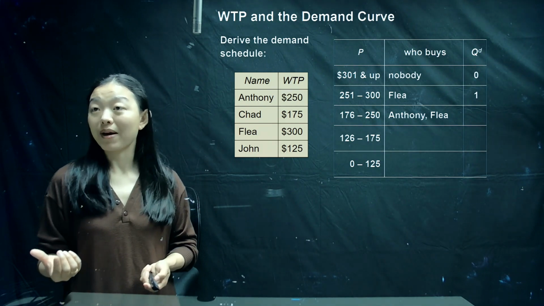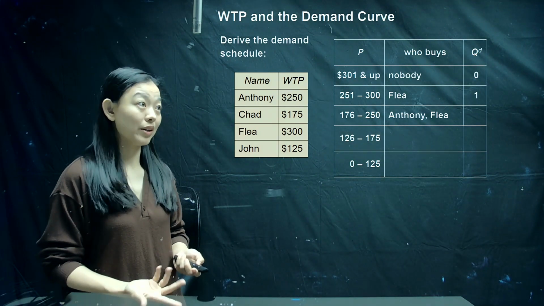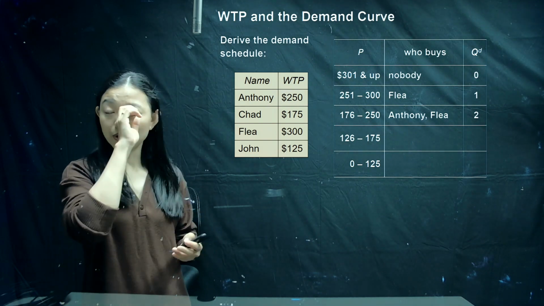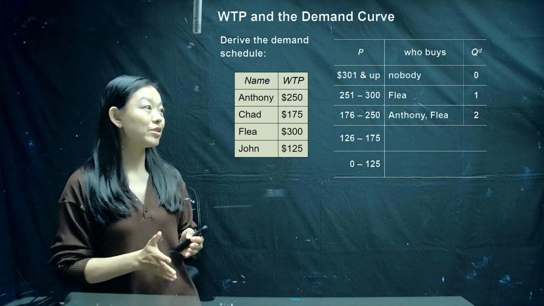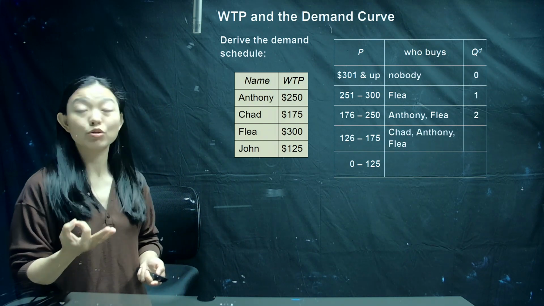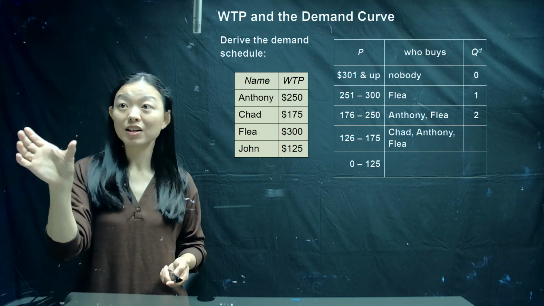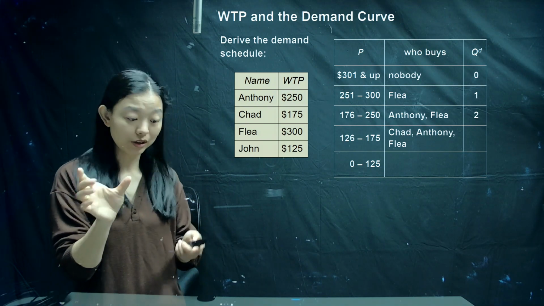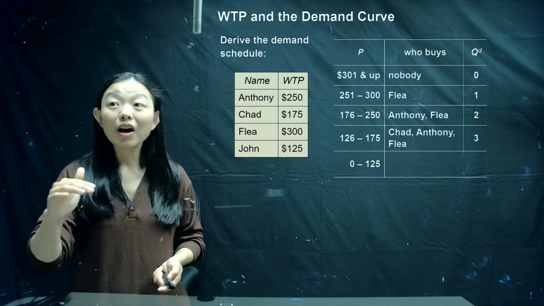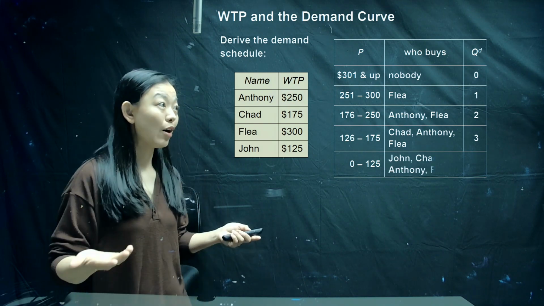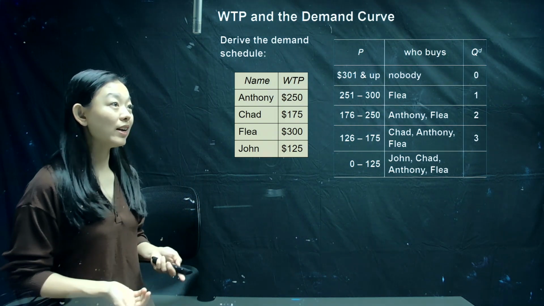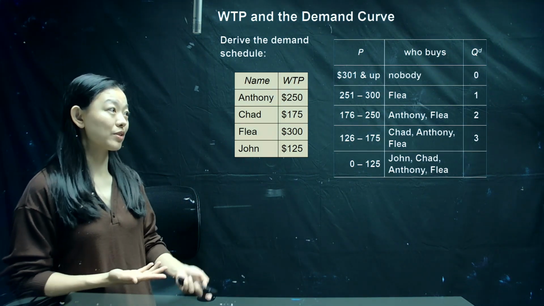So now the quantity demand would increase to 2 units. Once the price of an Apple Watch lies between $125 to $175, then 3 persons will buy an Apple Watch. So the quantity demand of an Apple Watch in this price range will be 3 units. If the Apple Watch price is below $125, then now all 4 of these persons will buy it, right? So the quantity demand will increase to 4 units.